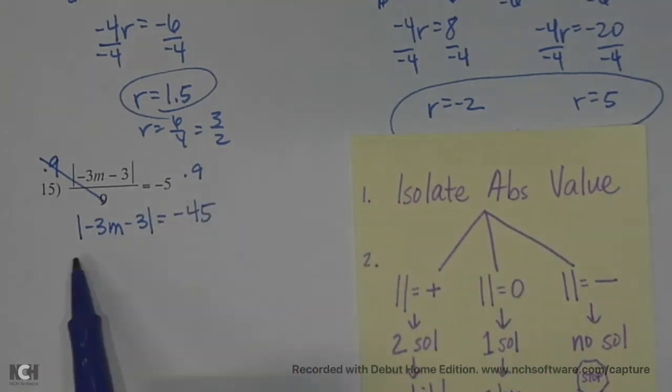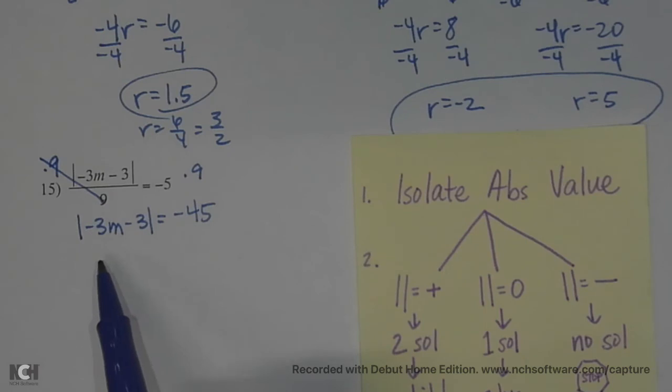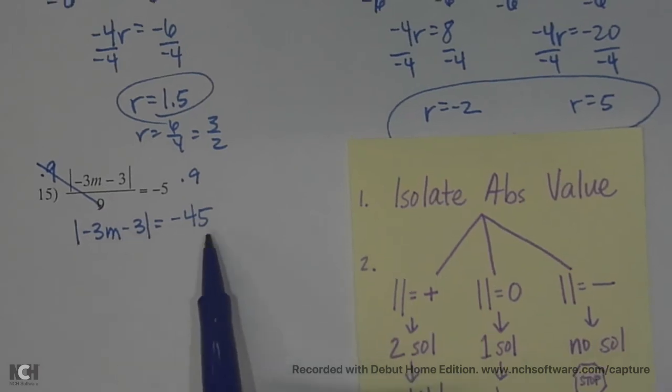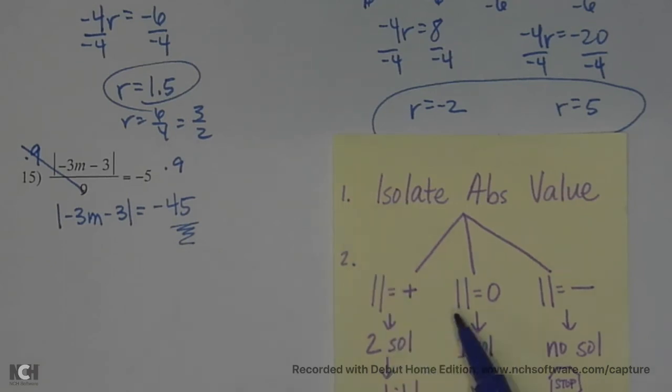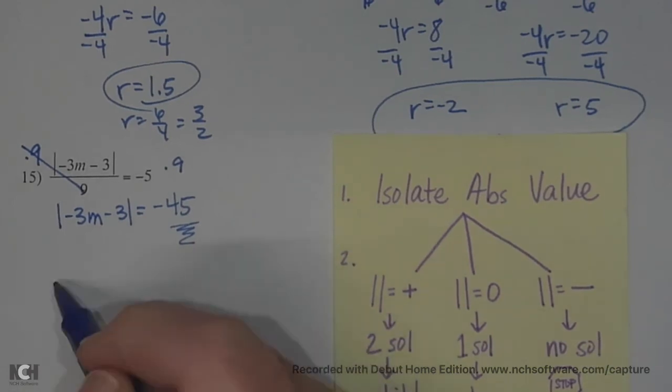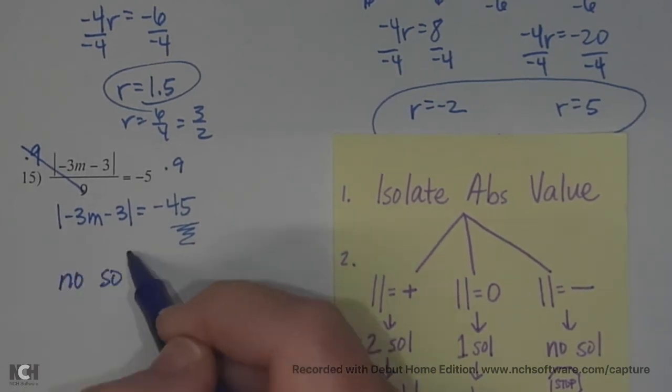All right, now is the absolute value part isolated? Yeah, it sure is. That means we can look at the number over here. It looks like we have a negative 45. What does that mean? Let's see, the negative 1 is over here. Oh yeah, negative, that means no solution. And we should stop. Just go ahead and write no solution. You don't have to solve it any farther.